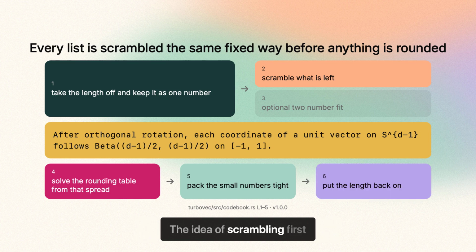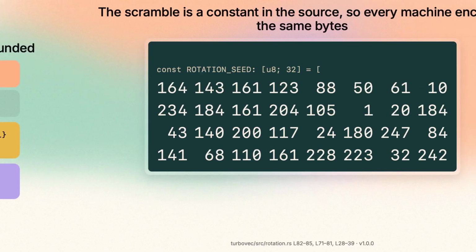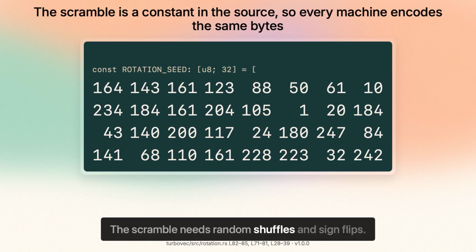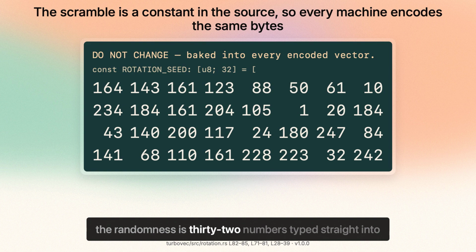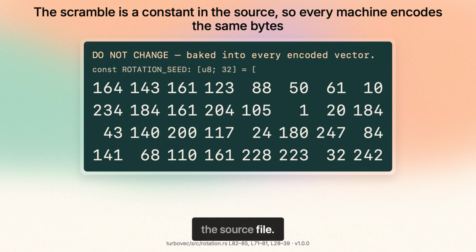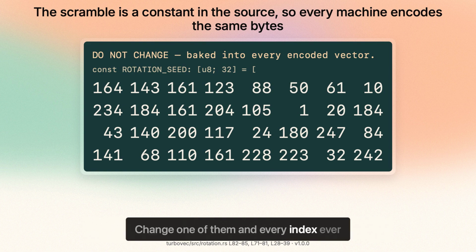The idea of scrambling first comes from Google research. The scramble needs random shuffles and sign flips. Here's where it gets good. The randomness is 32 numbers typed straight into the source file. Change one of them, and every index ever written under this format becomes unreadable.